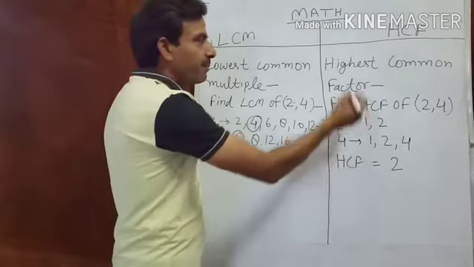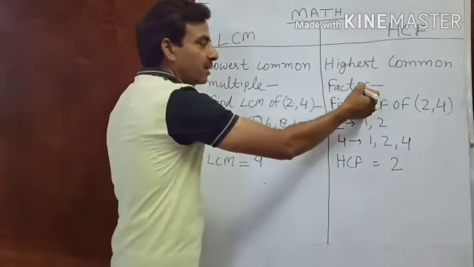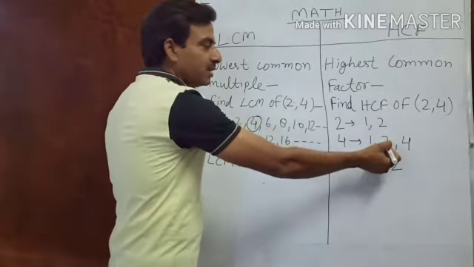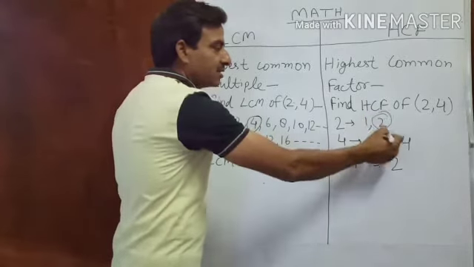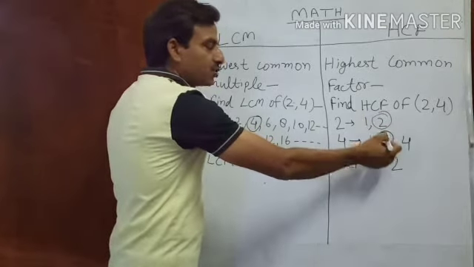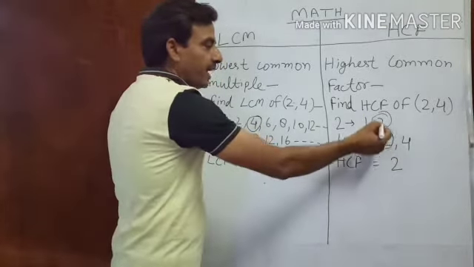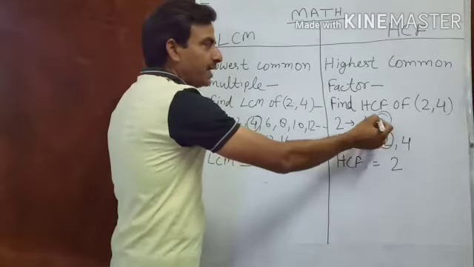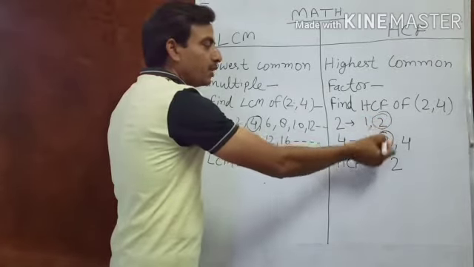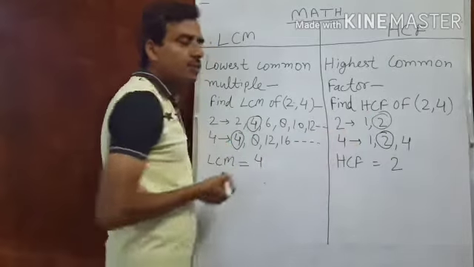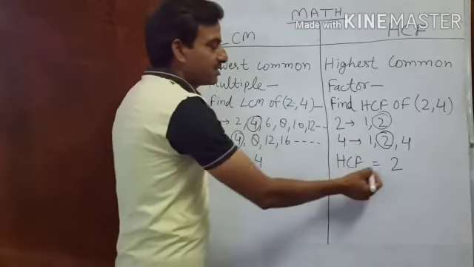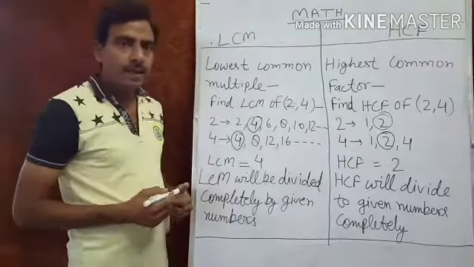Now SCF is the highest common factor. So which one is highest in this? In this, 2 is highest. 2 is in this, 2 is in this. And it is highest also, and it is common also, and this 2 is a factor of both. Exact SCF is 2.